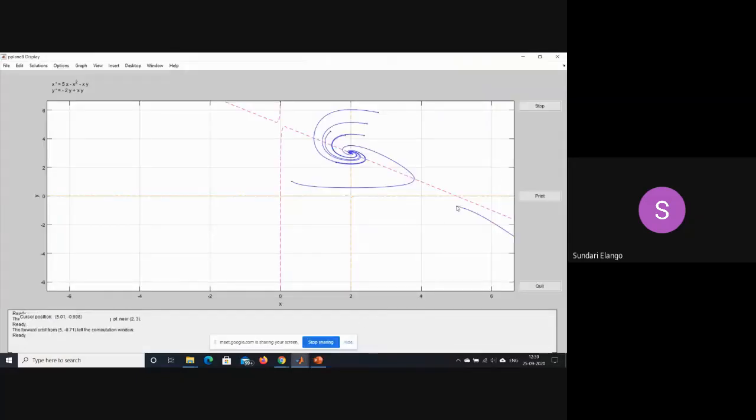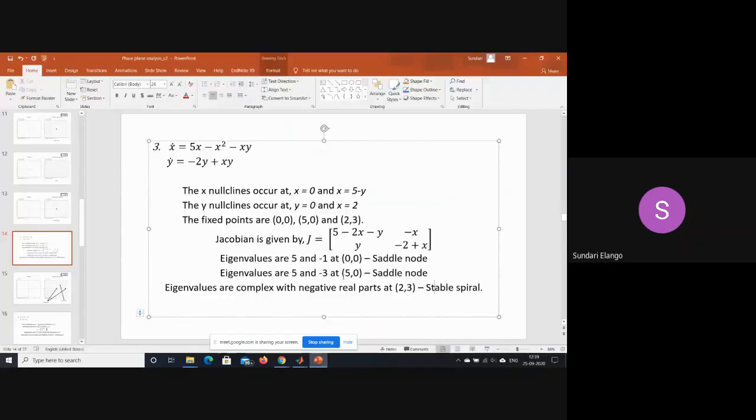And the next one here is again a saddle point. So the way you can find the directions in which they are stable or unstable for a saddle point is you can find the eigenvectors that correspond to these eigenvalues. Now 0, 0 is a saddle node with two eigenvalues 5 and -1.